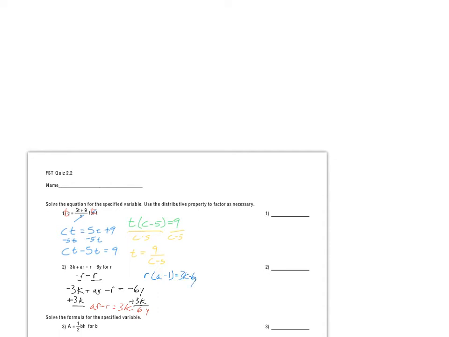From there, we just divide by the a minus 1. So r equals the 3k minus 6y over a minus 1. There we go.